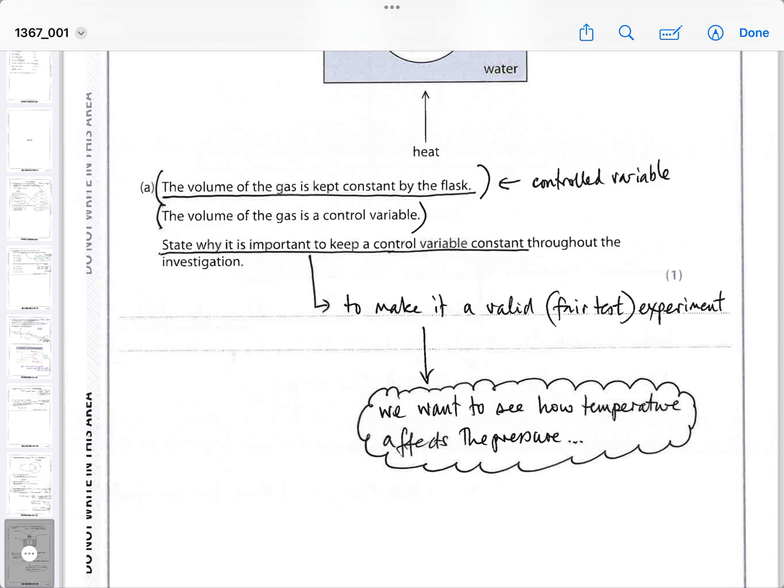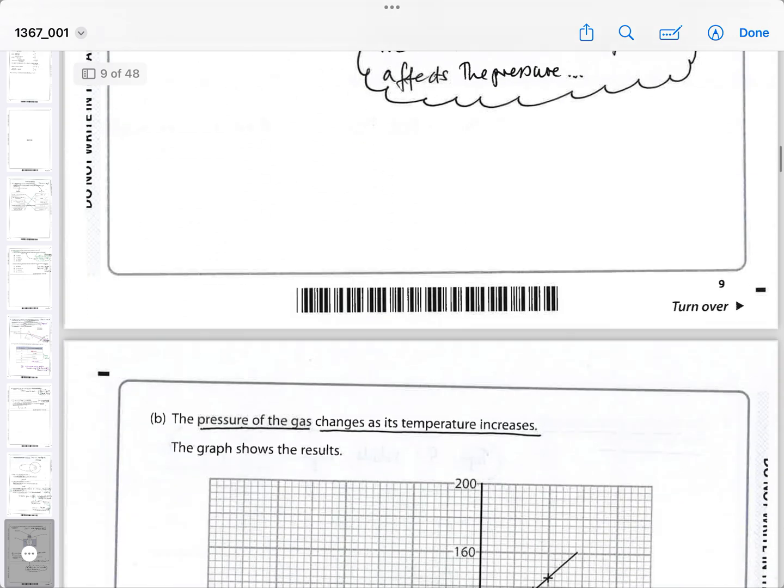If you change more than one variable, more than just your independent variable, if there are 2 variables changing, you won't know what is the cause of the change in the dependent variable. And we want to see how temperature affects the pressure, so everything else must be kept constant. Okay, so that's called making it a valid experiment, that you are actually finding out what you aimed to find out.